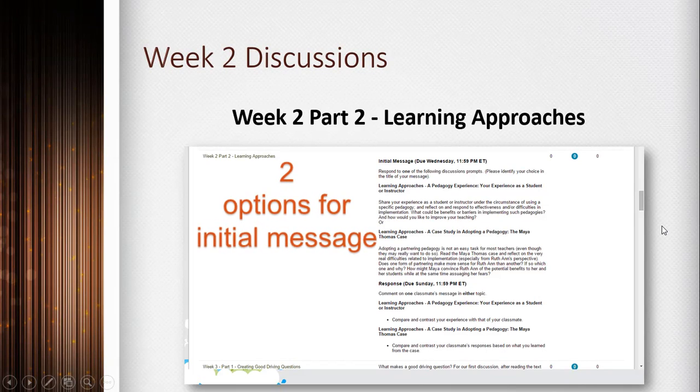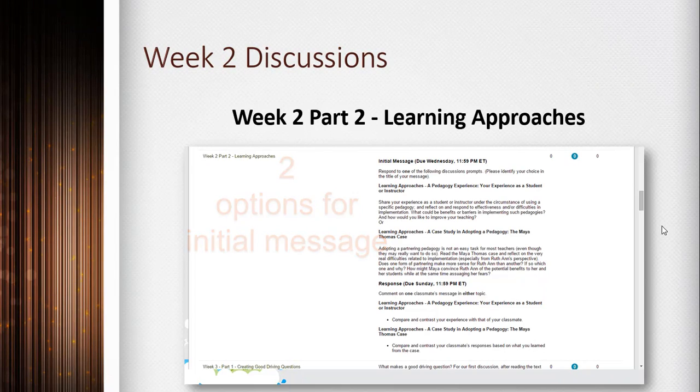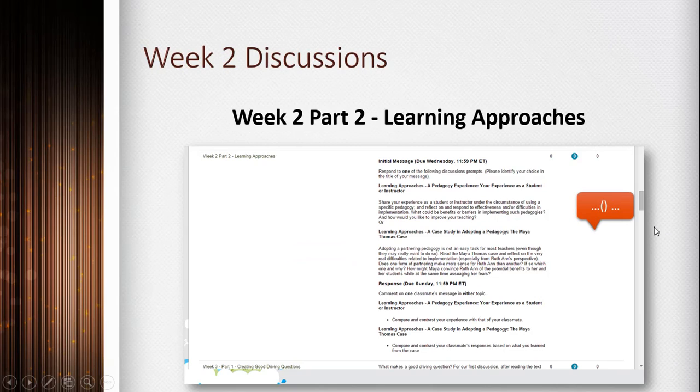For part 2, you have two options for the initial message. The first one is about sharing your experience as a student or instructor with any of those particular pedagogies. The second one has to do with a case that was assigned, a case about implementing one of those innovative pedagogies. For your initial message, make sure you cite your sources when you describe which pedagogy you are referring to, and even if it's your experience, is your experience compatible with the authors when they said these are the barriers or these are the benefits, etc.